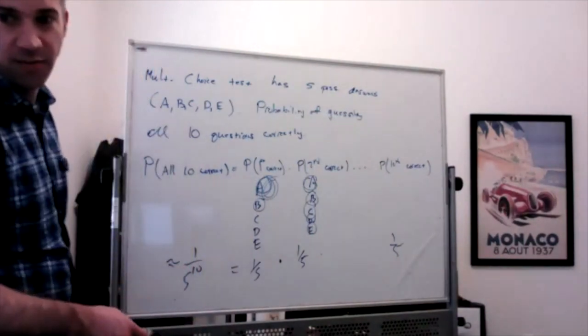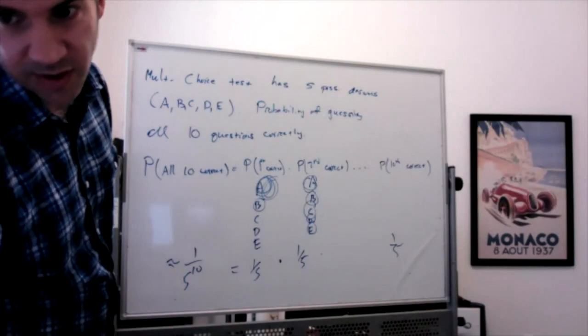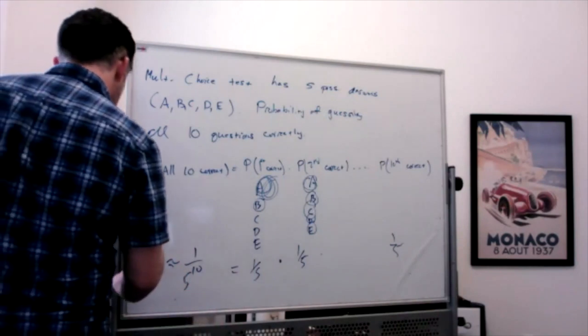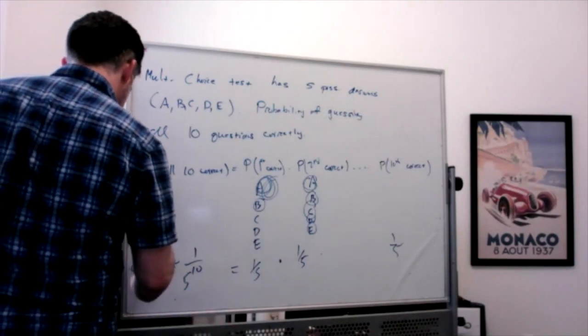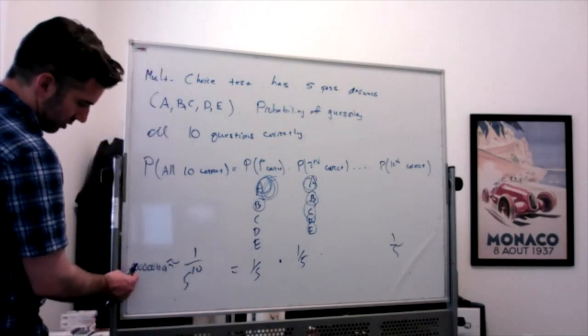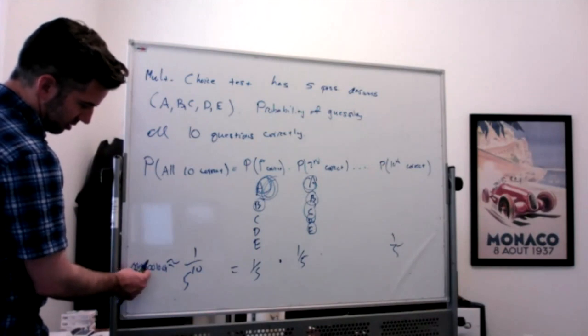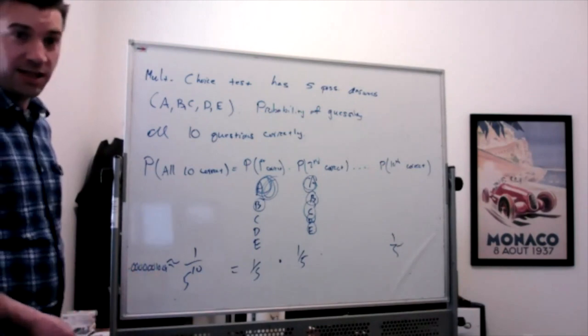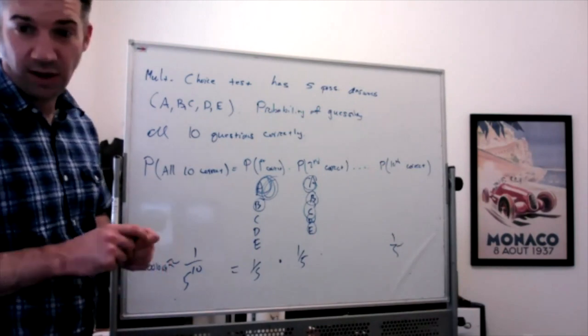It's about 0.0000001024. So, 6 zeros, then 1024. That's roughly a 1 in 10 million chance of guessing all 10 questions correct.